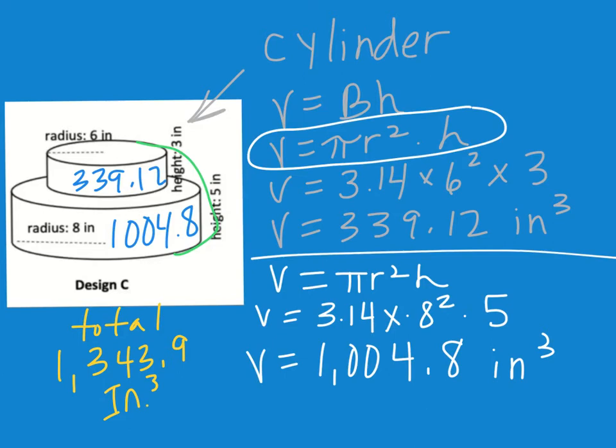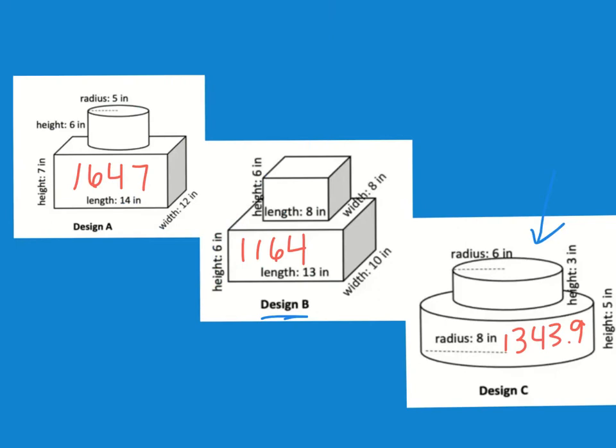And so now we have to decide which one has the greatest composite volume. So I was wrong in my prediction. It's going to be the first one, it looks like. So here are the 3 cake designs again. So it looks like having that cylinder on top of that big rectangular prism was the largest volume. So that would be design A.